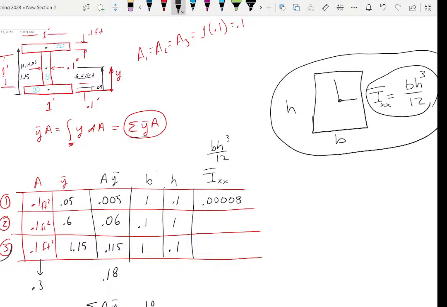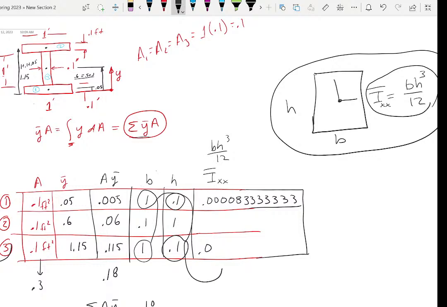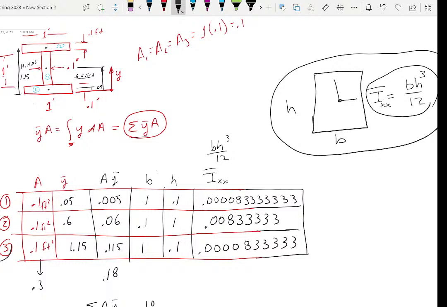0.0000083333. Guess what? This is the same as that. So that should be the same thing. 0.000008333. This other one's different. And so it's higher, more vertical. So the h is going to be 1. So you're going to get 0.1 divided by 12, or 0.008333333.